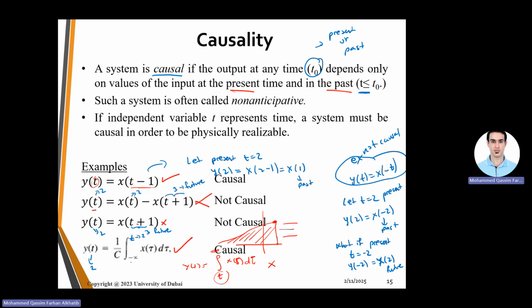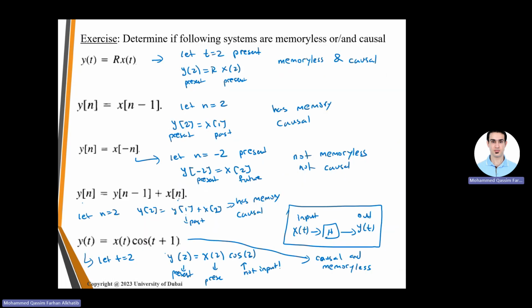Okay, causal, not causal, not causal, causal. All right. By the way, a typical question in the exam, actually in the quiz, is why I'm covering this lecture today. It is going to be covered in the quiz next week. I'll tell you the nature of the questions you can expect next week. So determine if the following systems are memoryless or causal.